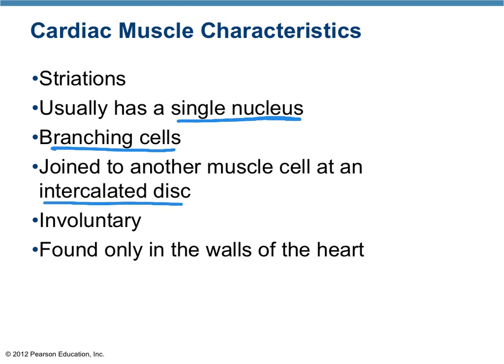So cardiac muscle is different because one cardiac muscle cell does not run the length of the entire contractile unit of the heart. The cells are shorter and connected to each other at intercalated discs. And then the cardiac muscle is involuntary, and it's found only in the walls of the heart. So cardiac muscle is only in one place in your body.